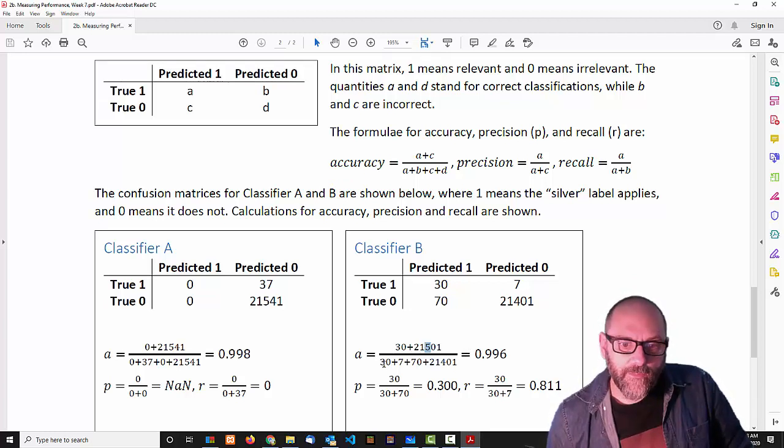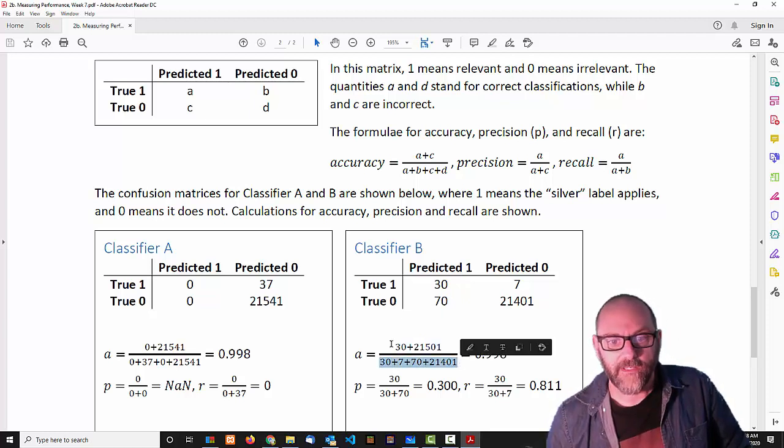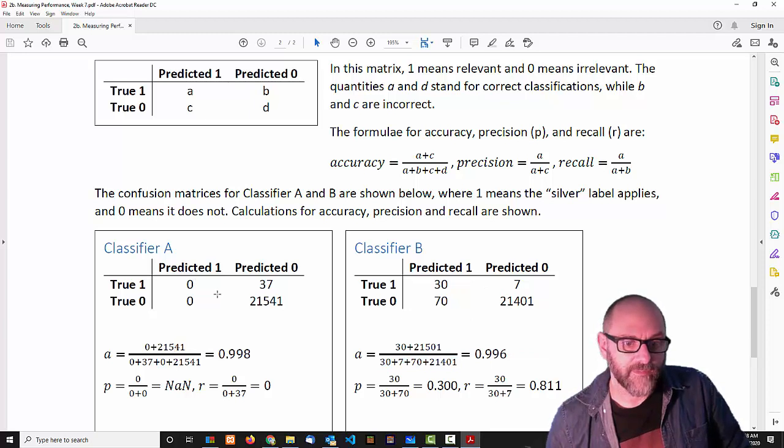So if you add up those two numbers, accuracy is the number of times you got it correct over the total number, which should add to 21,578. So it's the number of times we were right, this plus this over the total number in the document. Same over here, this plus this over the total numbers. This comes out to 0.998, so 99.8%. This comes out to 0.996. So on accuracy terms, again, this one doesn't look as good.